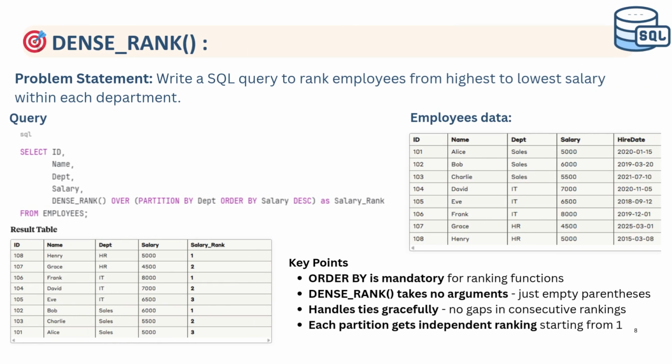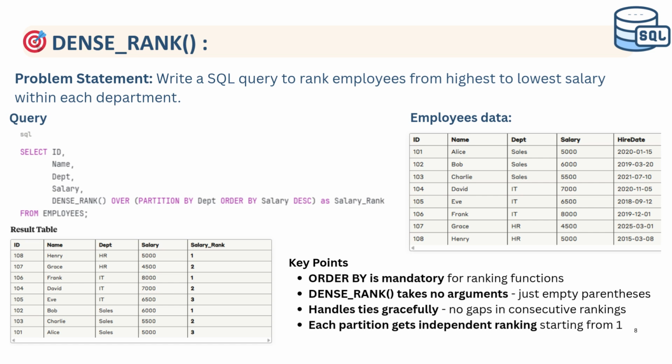Let's explore DENSE_RANK, a ranking function that requires the ORDER BY clause and handles ties differently than regular RANK. Query breakdown. Our query uses DENSE_RANK() OVER (PARTITION BY department ORDER BY salary DESC). Notice DENSE_RANK takes no arguments, it's just parentheses. The ORDER BY clause is mandatory because ranking needs a sort order.